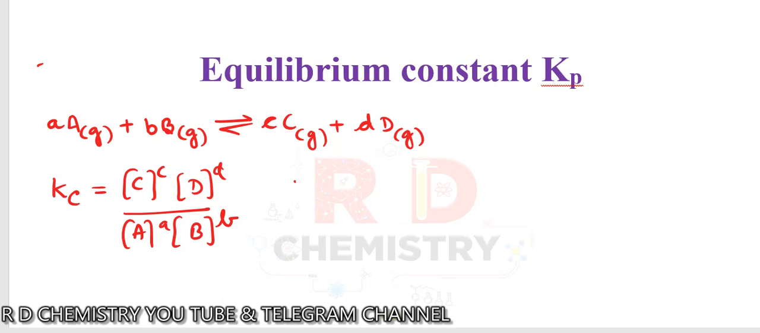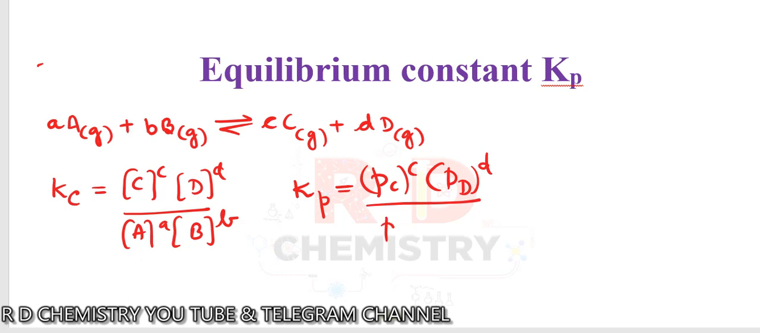Similarly, we can write the equilibrium constant in terms of pressure if there are gases involved in the reaction. Assume all these reactants and products are gases here. Then we write Kp is equal to partial pressure of C to the power c, partial pressure of D to the power d, divided by partial pressure of A to the power a into partial pressure of B to the power b. If there is a solid, we are not going to write the pressure for that because solids do not exert any pressure in the gaseous reaction.